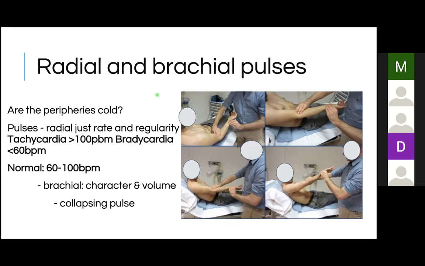And then finally, you move up to the brachial pulse. And then at the brachial pulse, you want to assess the character and volume. So is it a very bounding pulse? And then while you're around that region, you assess whether the pulse is collapsing or not. So this is indicated in the figure. Generally you should let the patient know that you want them to relax and you'll be moving their arm. So you don't want them to be contracting their muscles or stiffening them.